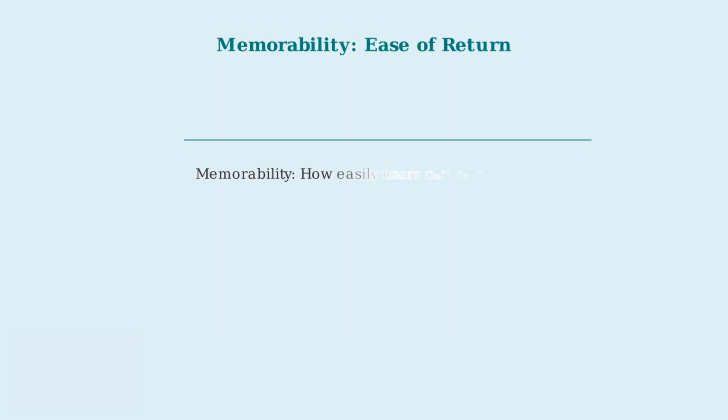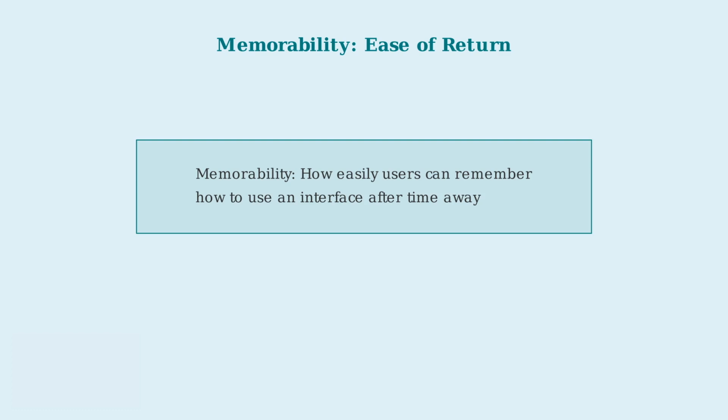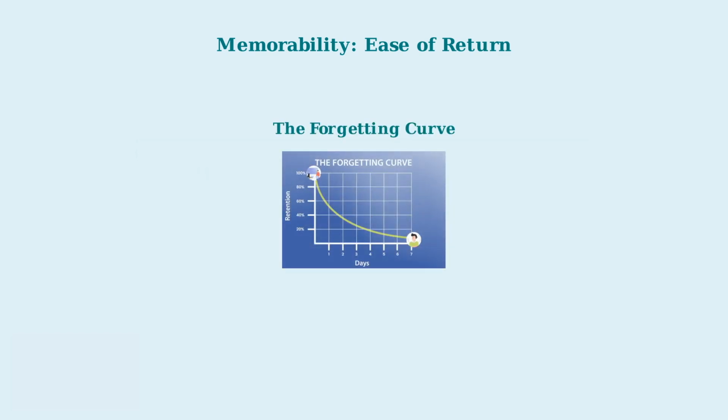Memorability is the third component of usability. It measures how easily users can re-establish proficiency with an interface after a period of not using it. Research shows that people naturally forget information over time. This is called the forgetting curve, and it directly impacts how users interact with interfaces they haven't used recently.